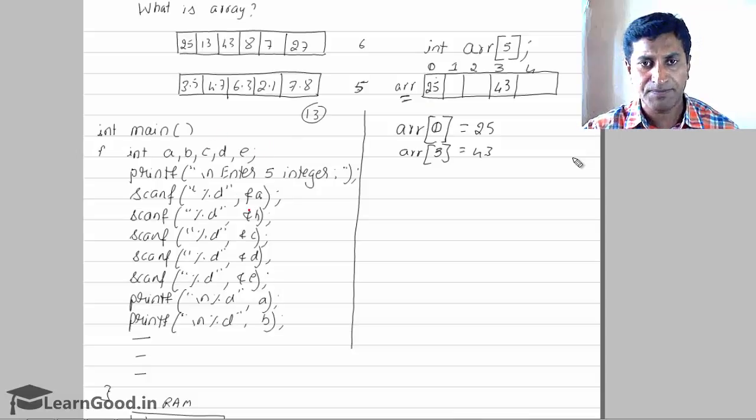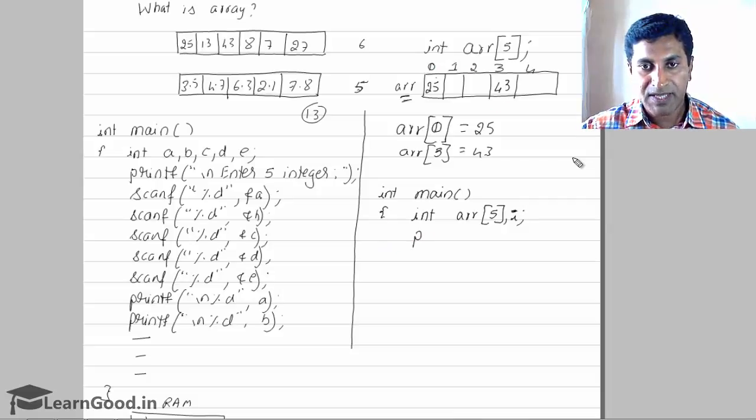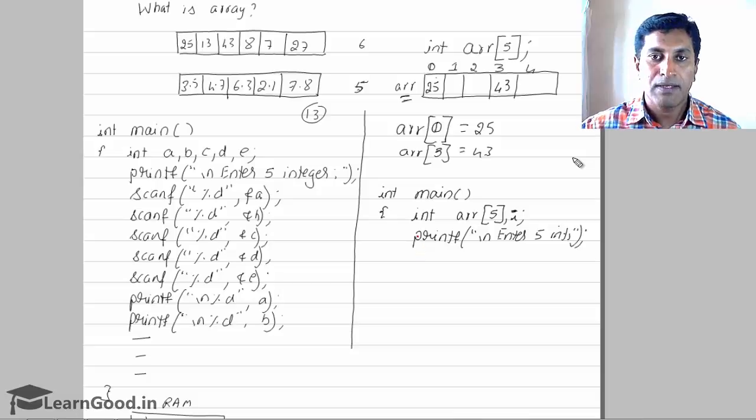Let's rewrite this program using an array. So let's see how it is going to help us. In the program, I'll declare here ARR of 5 integer locations. I want to store 5 integers, so I'll declare ARR of 5. Plus, I'll declare one more variable, I, to generate the index values 0, 1, 2, 3, 4. Here we'll display a message to the user: Enter 5 integers.